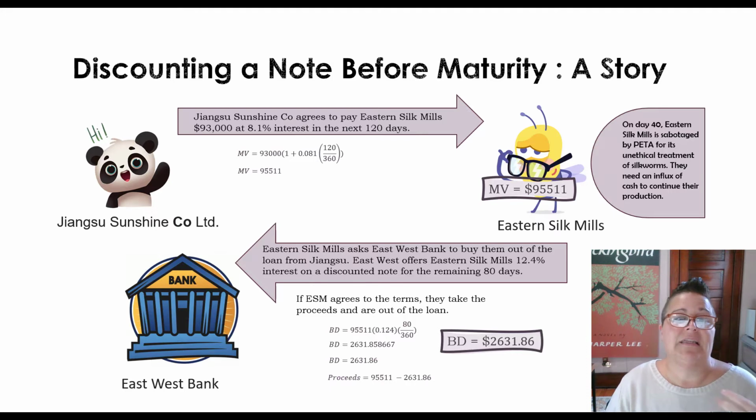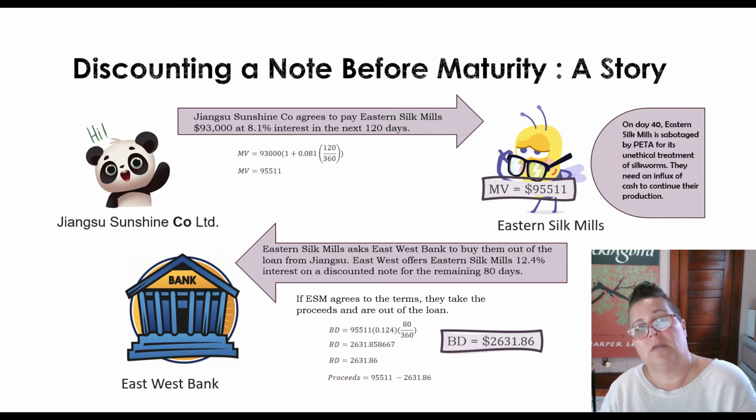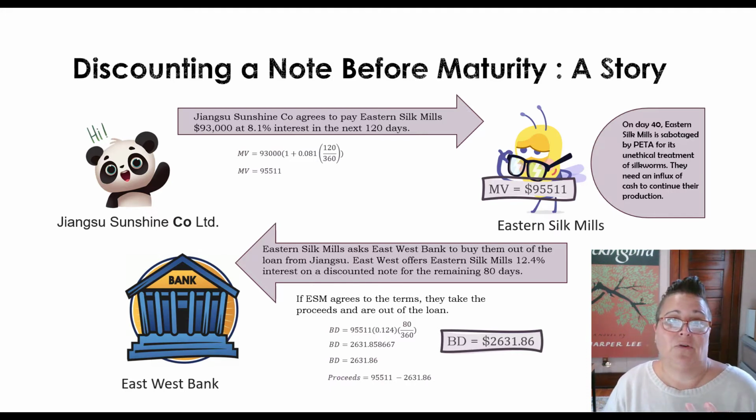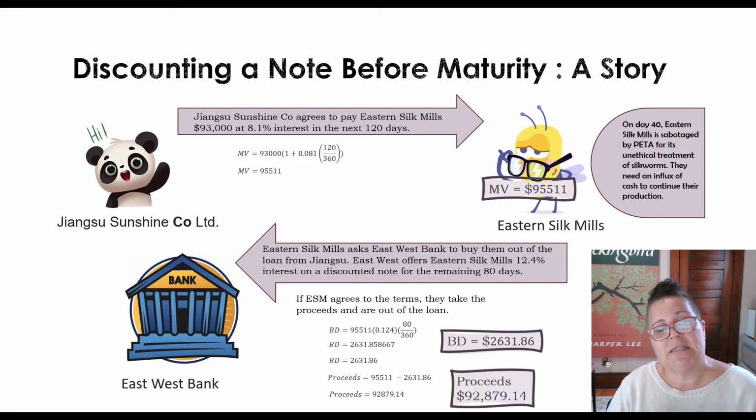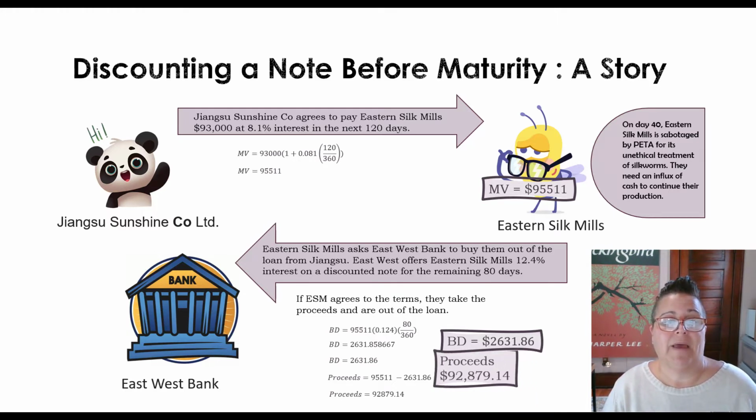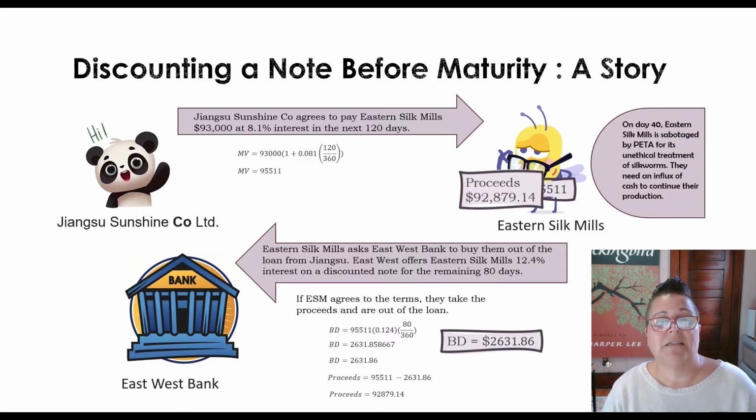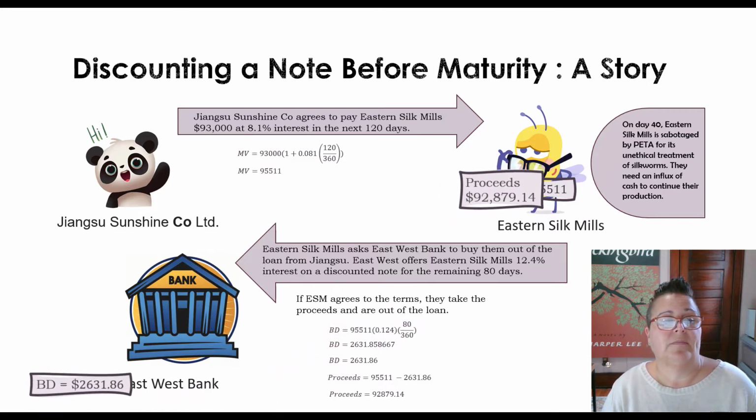The proceeds, the amount of money that Eastern Silk Mills will get, is the difference between the face value of that loan and the bank discount. So we're going to take the $95,511 and subtract the $2,631.86. This gives us $92,879.14. Now, just to be clear, the bank discount goes to the bank. The proceeds go to Eastern Silk Mills.